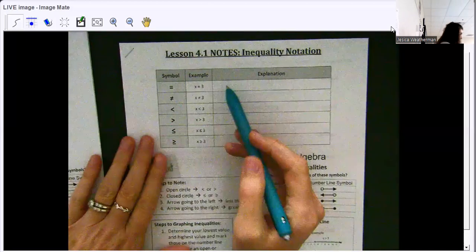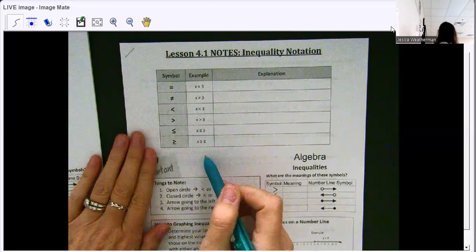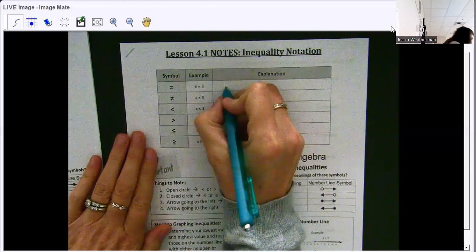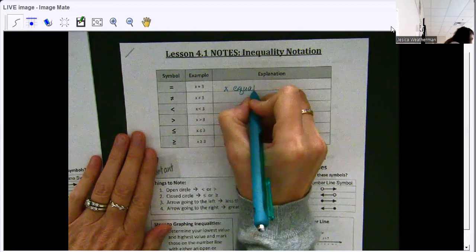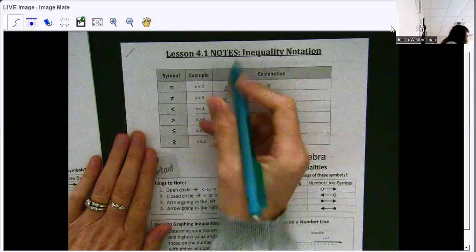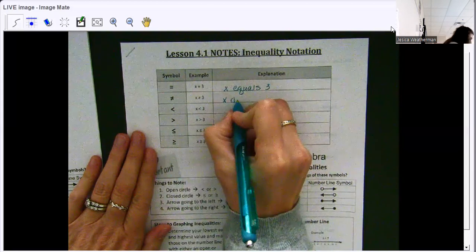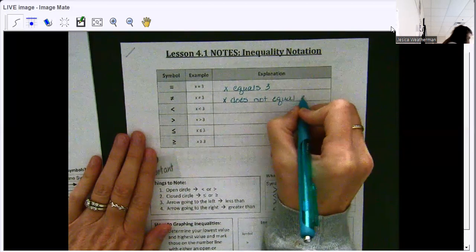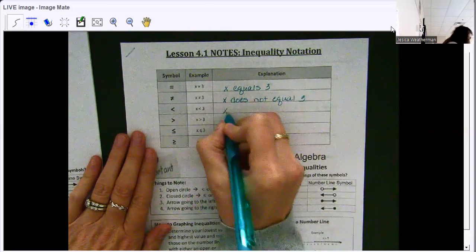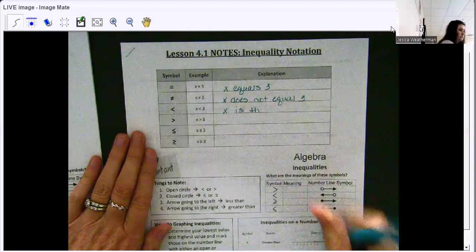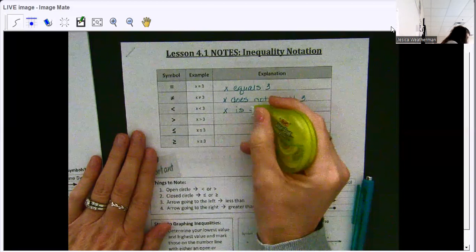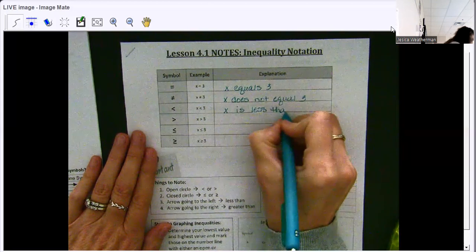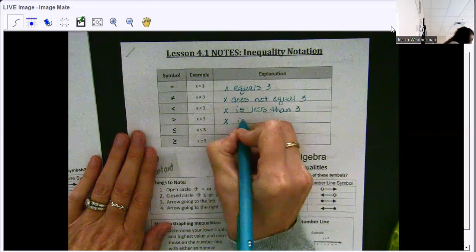All right, so this first section right here is just, we're gonna read some of these out and write what they mean. Most of you will probably already know this, but this x equals 3, that's a given, right? This one, when you have a slash through the equal sign, x does not equal 3. This one is x is less than 3. And then x is greater than 3.